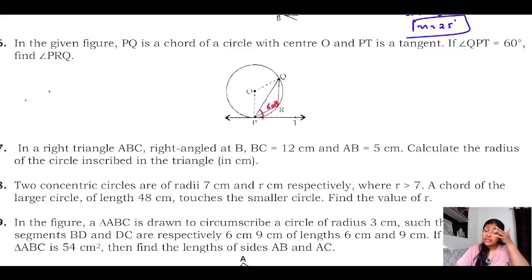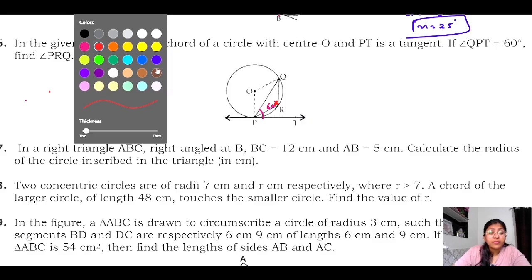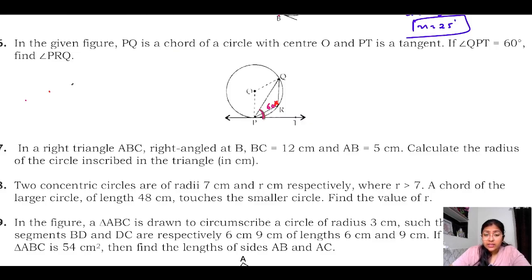Okay, let's see. If this angle is 60 degrees, this angle will be 30 degrees, yes or no? Because angle OPT is equal to 90 degrees, since the radius and tangent are perpendicular to each other. So the part of that angle is 60 degrees and the total is 90 degrees, so the remaining part will be 30 degrees.